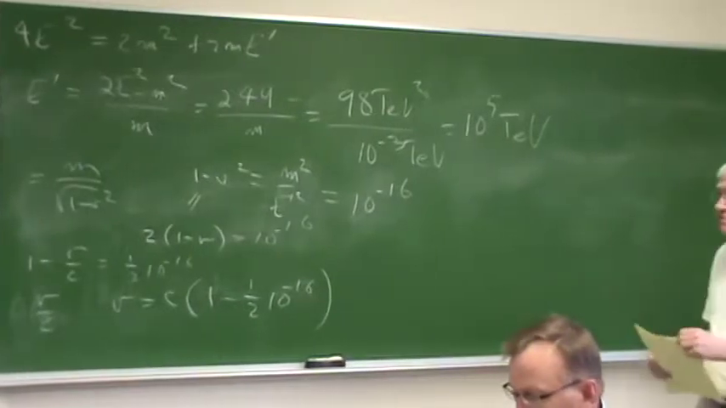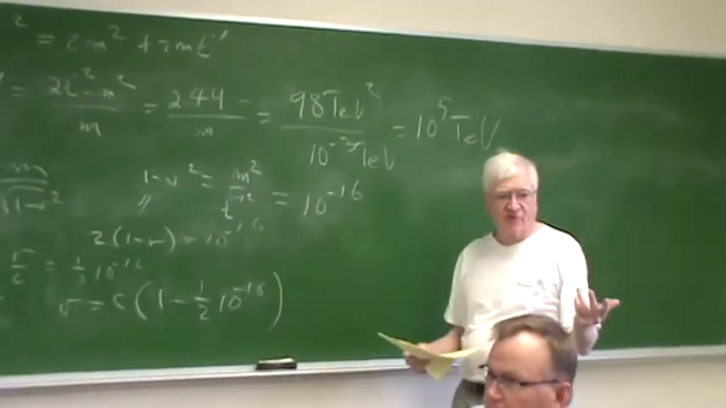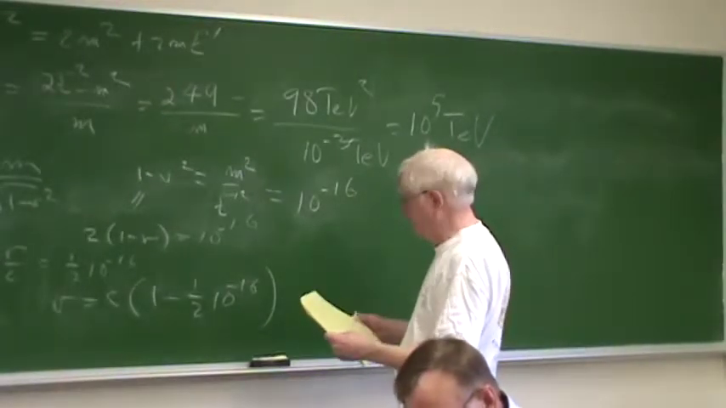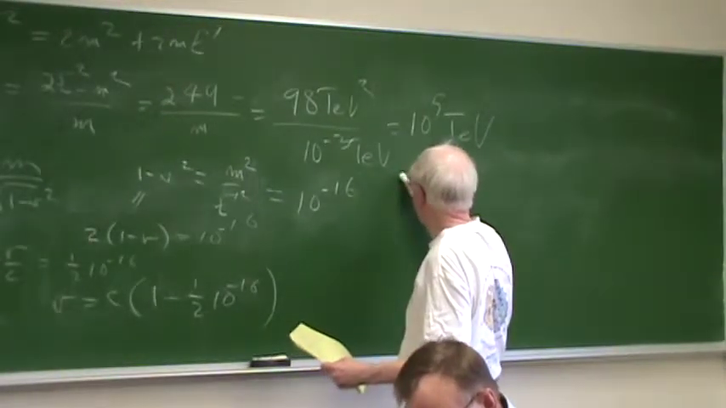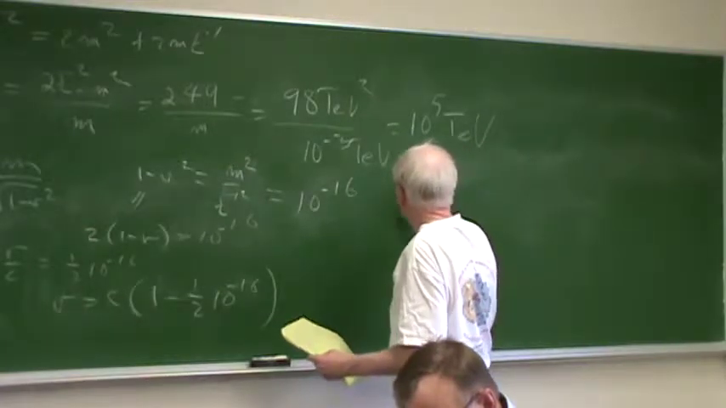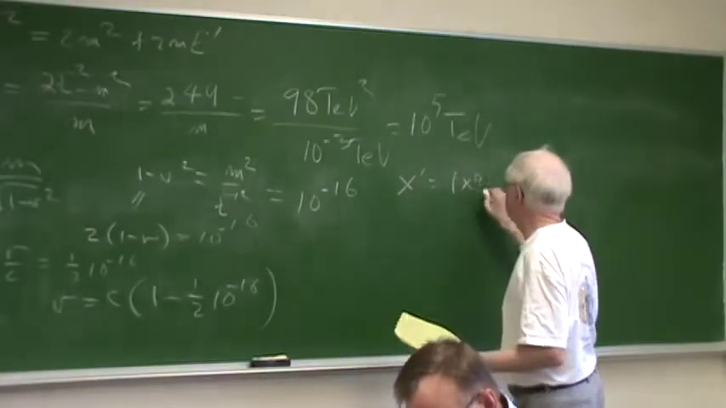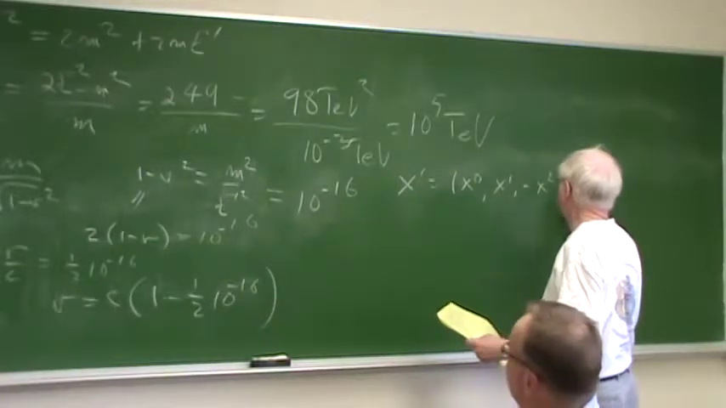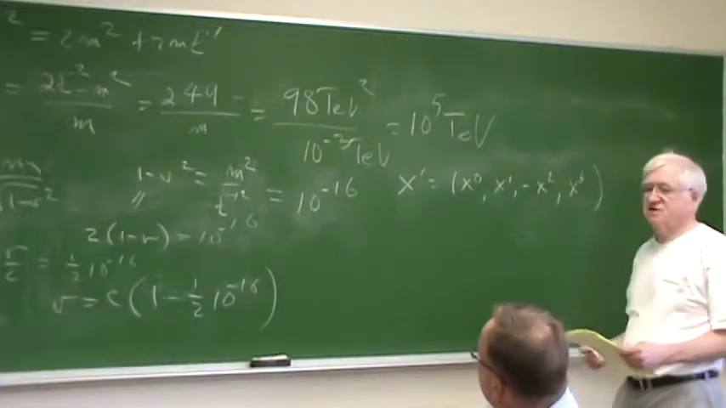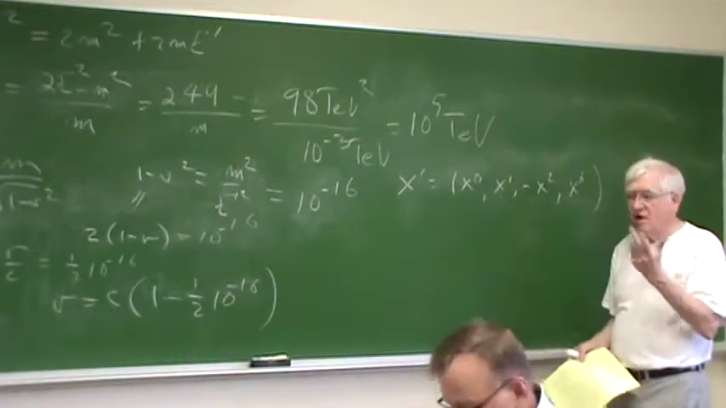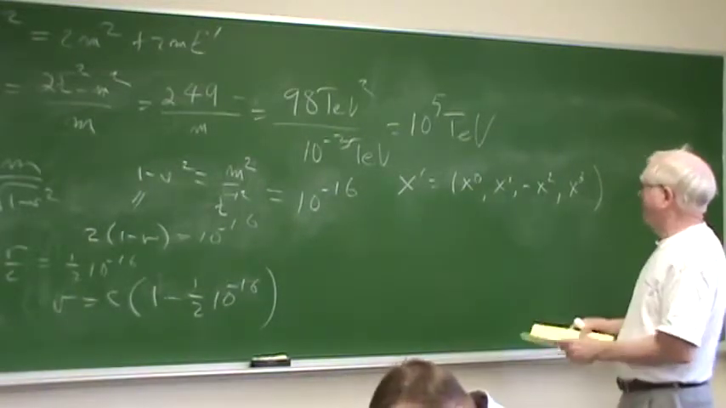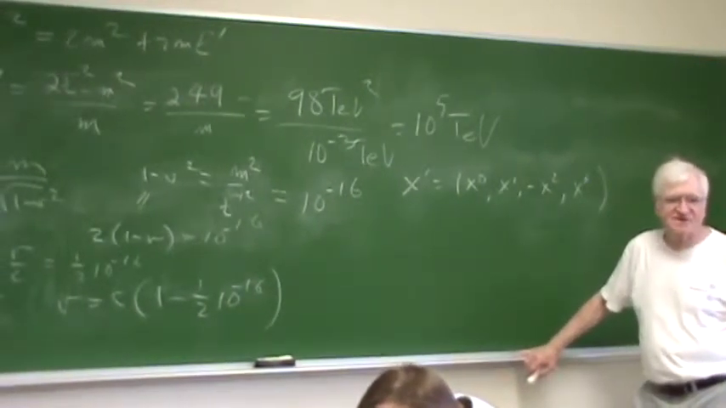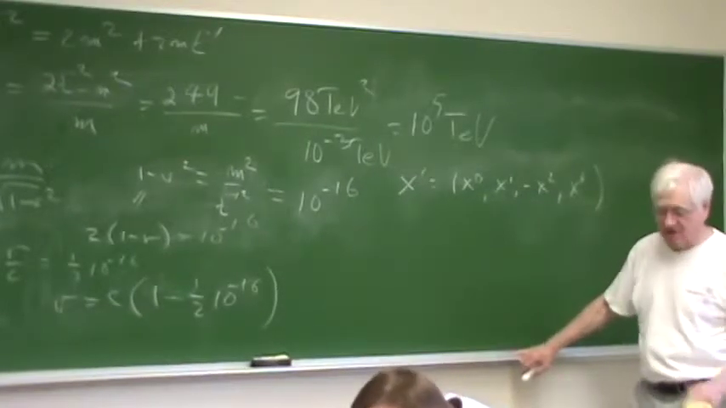Now, the next problem, 2.4, you're considering the transformation x prime is equal to x0, x1 minus x2, x3. So the question is, is this a Lorentz transformation? Well, in fact, it is. But why isn't it then thought of as a special reflection like parity and time reversal?